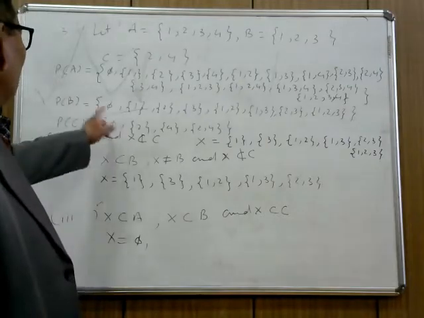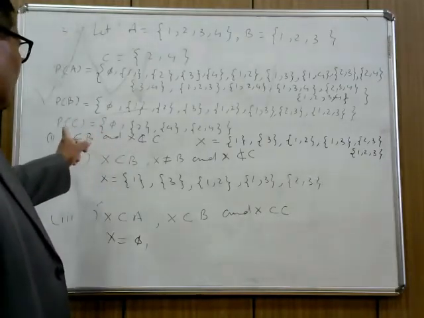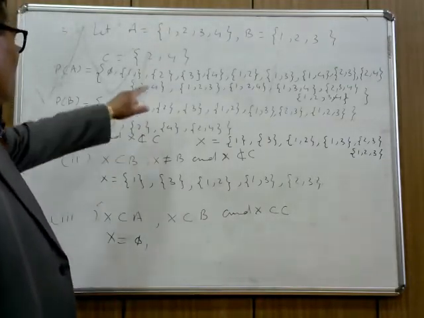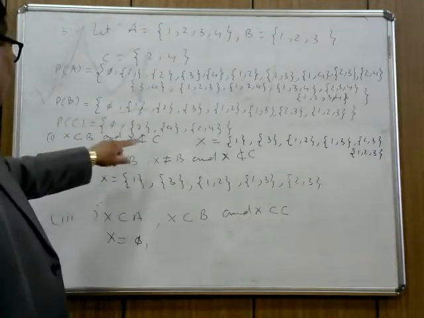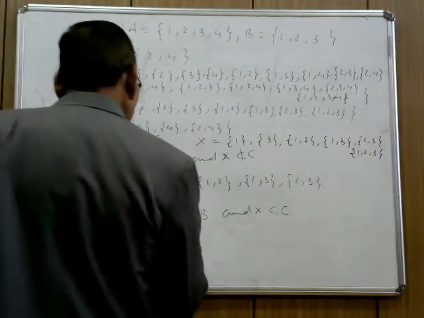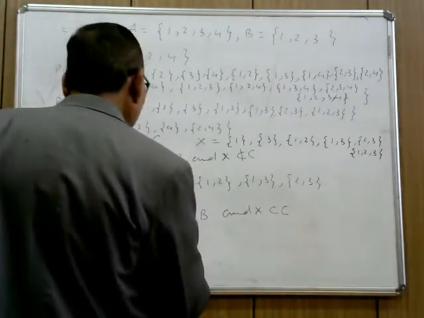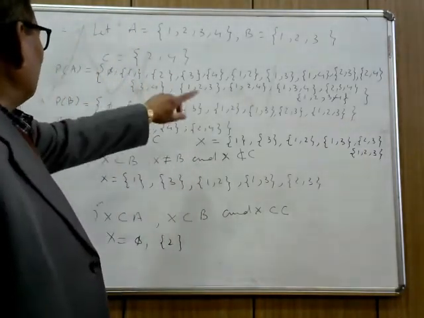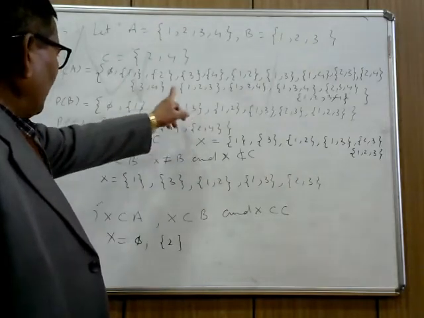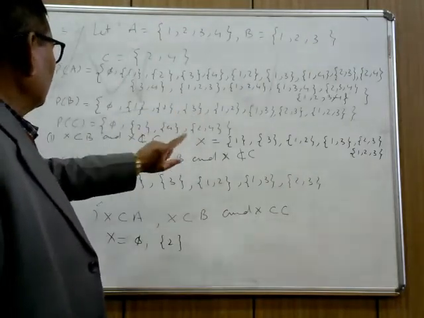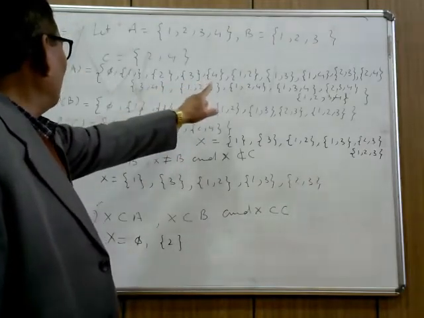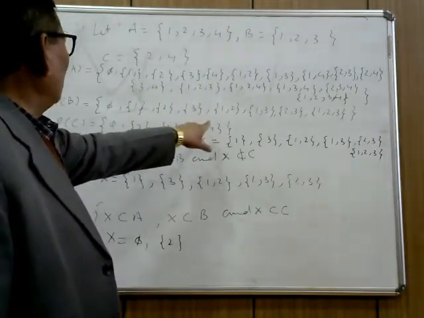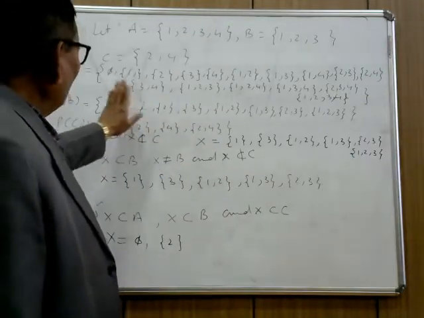{1} is a subset of A, {1} is a subset of A, but {1} is not a subset of C. So {1} is not there. Singleton set {2}: {2} is a subset of A, {2} is a subset of B, and of C. Next, singleton set {3} is in A and B, but not in C, so you cannot take that. Singleton set {4} is not here, so you cannot take that also.